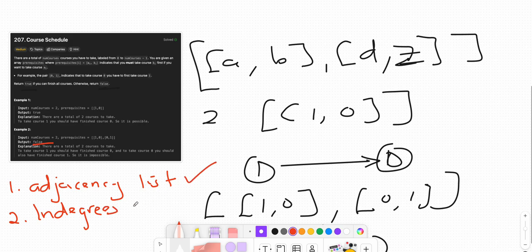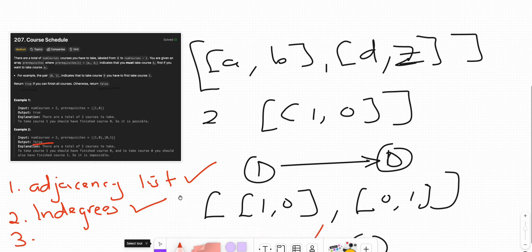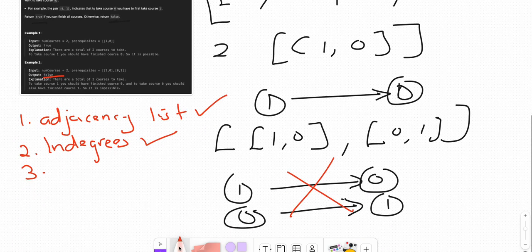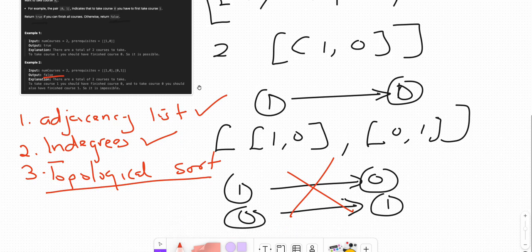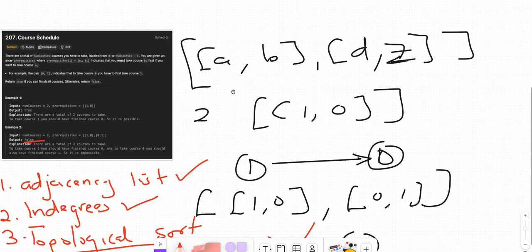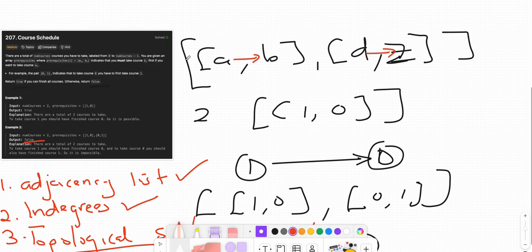I've done a video about this, about in-degrees and so on. And then the algorithm you need to solve a question like this is topological sort. This is the type of algorithm we use to solve these kinds of directed problems, where before you can do this, you have to go here. It's a form of a graph.